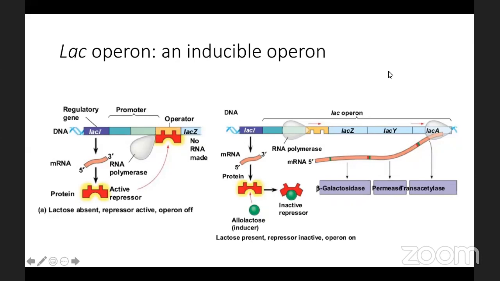Why would they want to break down lactose? Well, they might want to access glucose, which is a monomer of lactose. And why would a living thing want to access glucose? Well, glucose is going to allow a bacterial cell to produce ATP, right? So that's why this operon exists.